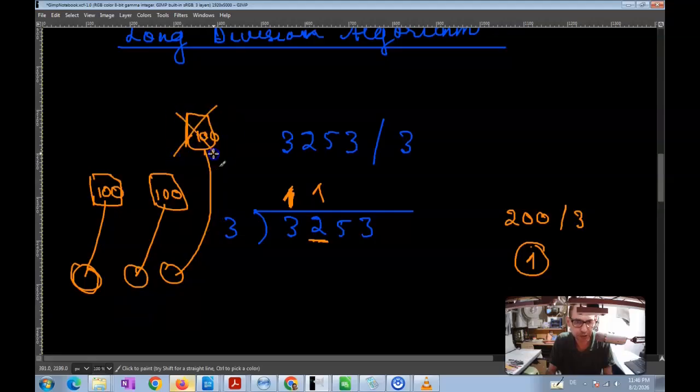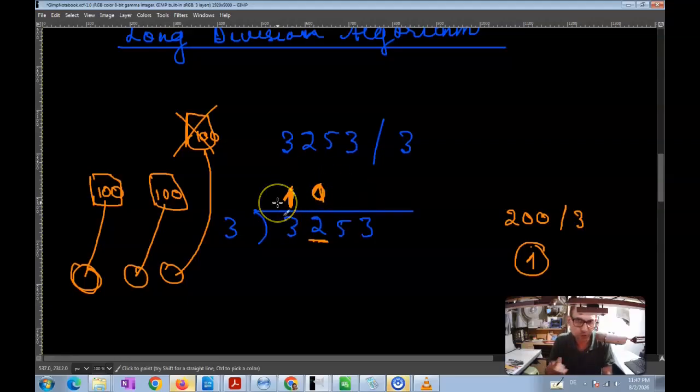But that's not the case, meaning that this third group does not exist, right? So I cannot even write a 1 over here. I have to essentially write a 0 over here, meaning that 3 goes into 2 how many times? 0 times, not even 1 time, right?